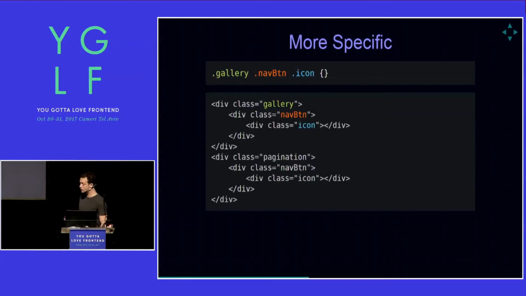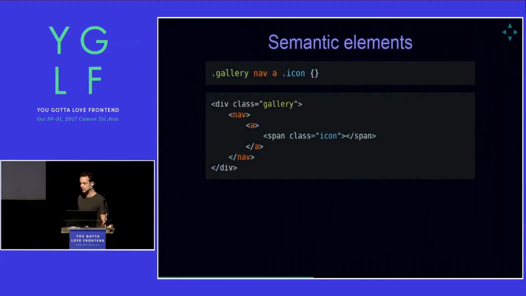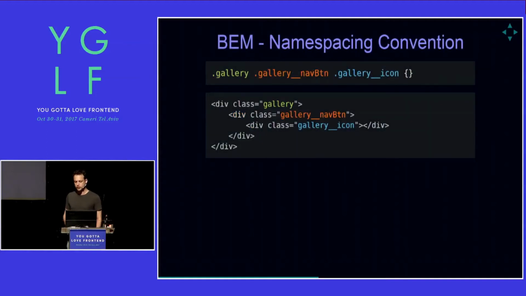But if our HTML structure looks a little bit different, it could be described, instead of a nav button class, with semantic elements, maybe a nav element with a nested anchor tag, basically replacing our nav button with semantic elements, or maybe with BEM convention. BEM stands for block element modifier. It's a convention that helps us create reusable components known as blocks. In our case, we have a gallery block with 2 inner elements, nav button and an icon.